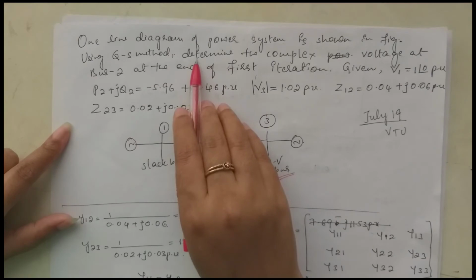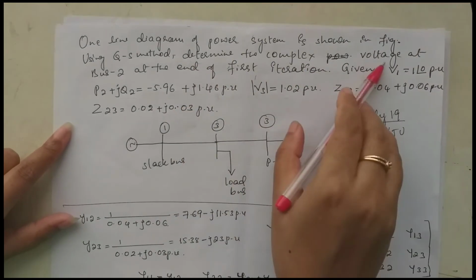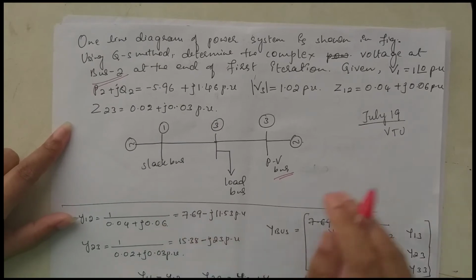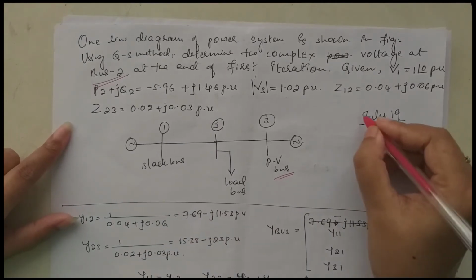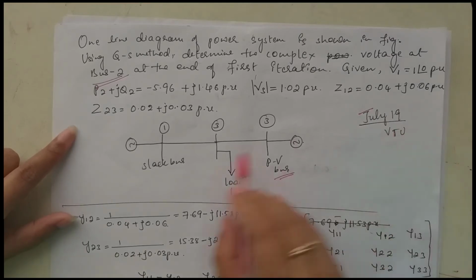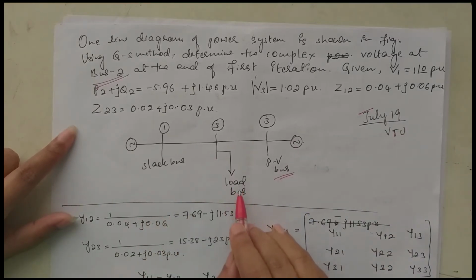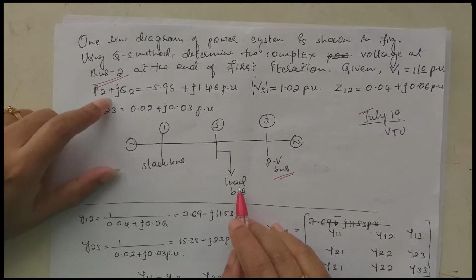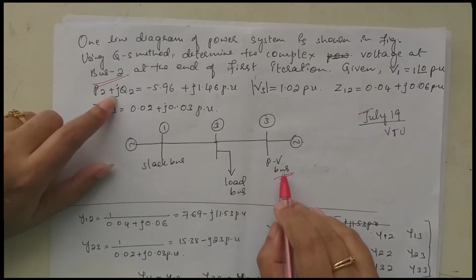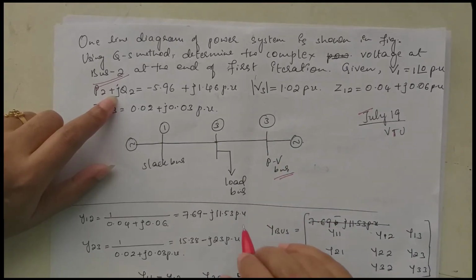So it is asked us to calculate the value of complex voltage only at bus 2. Further calculations are not required. Just remember that, it was asked in the July 19 VTU question paper. So the first bus is a slack bus, the second bus is a load bus, or looking at the data we can say this is a PQ bus. The third bus is a PV bus because V is mentioned.